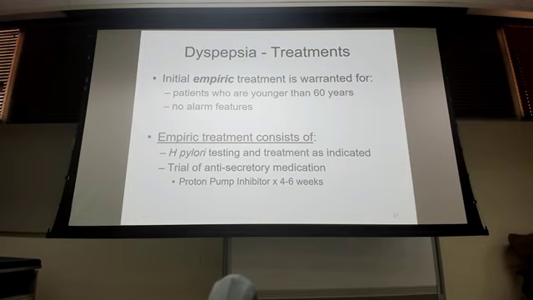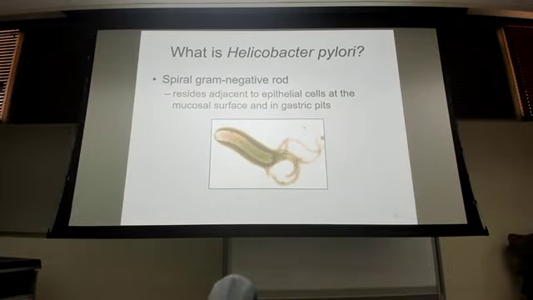So, empiric treatment under 60, no alarm symptoms. H. pylori: spiral gram-negative rod. You should know that for micro. I'm not going to ask you that, but it's a major cause of peptic ulcer disease. So that's why, if we're moving towards empiric therapy, we're going to check for H. pylori first.